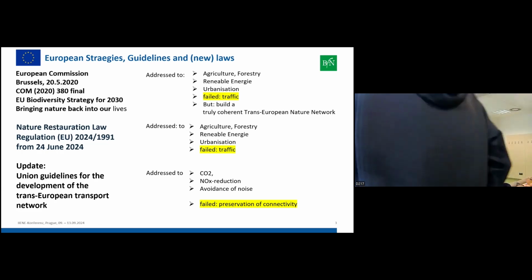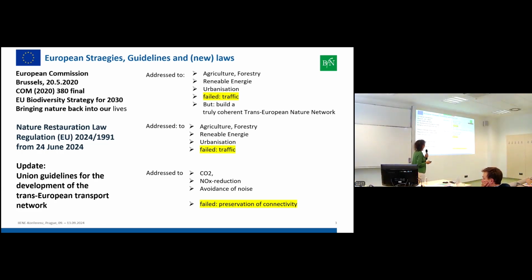And it is addressed also to agriculture, to forestry. A main part is renewable energy. It is very, very big inside this law. It is urbanization, but traffic. And then I looked to the update on the Union guidelines for development of the trans-European transport network and what is done on this high level.